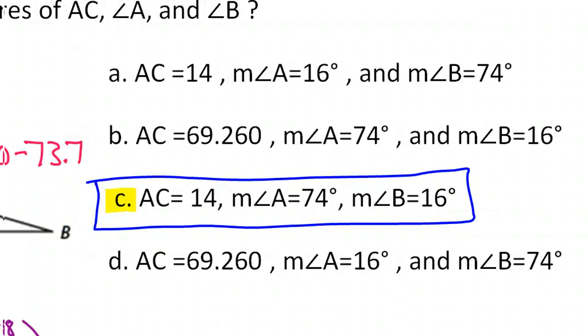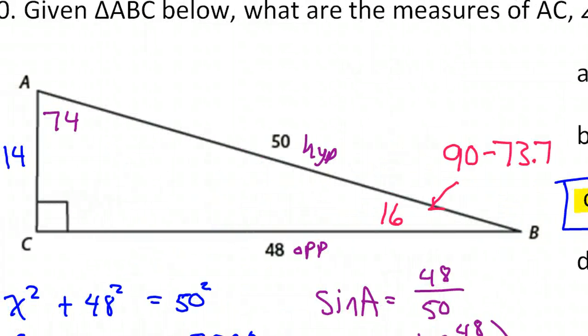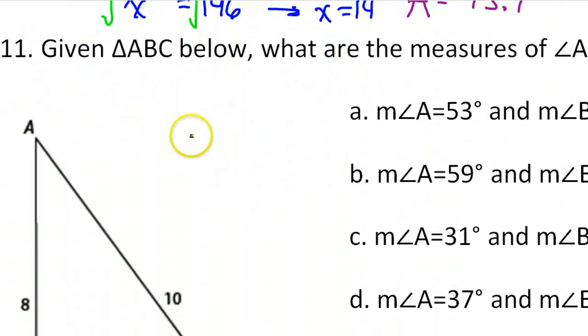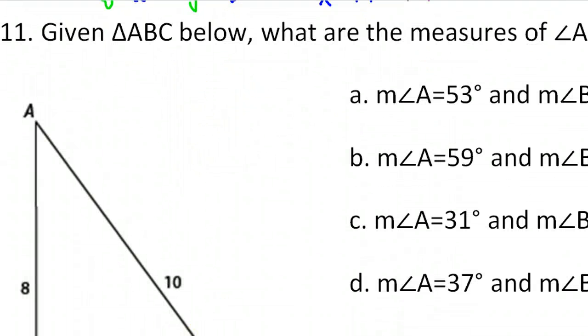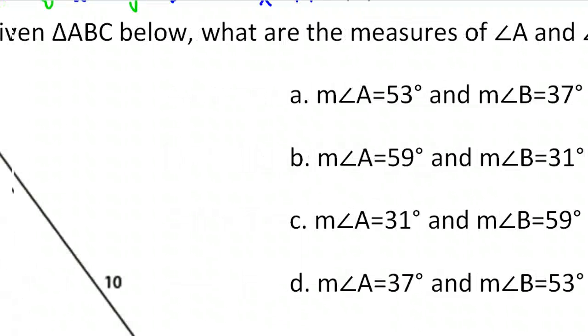Alright, brilliant. Absolutely brilliant. Alright, so that was number 10. How about number 11? Okay, is it another one of those same type deals? What are the measures of angle A and B?